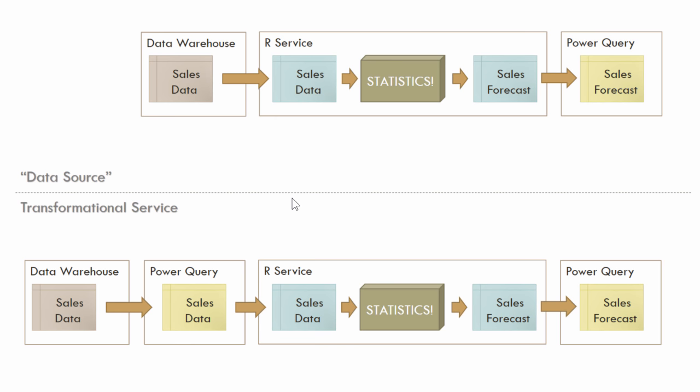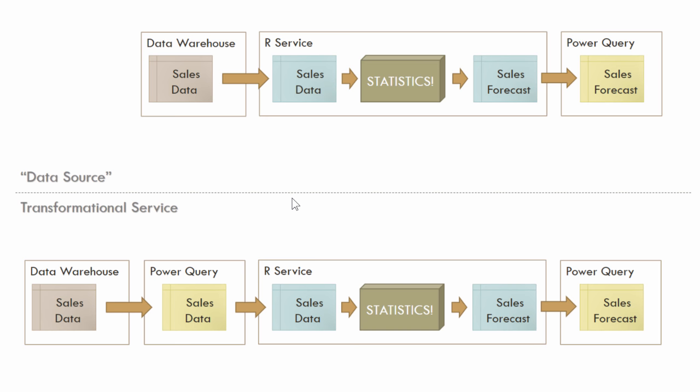If you look at the top one, the data goes from the data warehouse directly to the R service. Statistics happens. A sales forecast pops out, and that sales forecast gets passed to Power Query, okay? In the bottom one, the data goes from the data warehouse over to Power Query. Power Query then sends the data to R service with instructions on what to do with it. R performs magic, creates statistics, creates a sales forecast, and then passes the results back to Power Query.